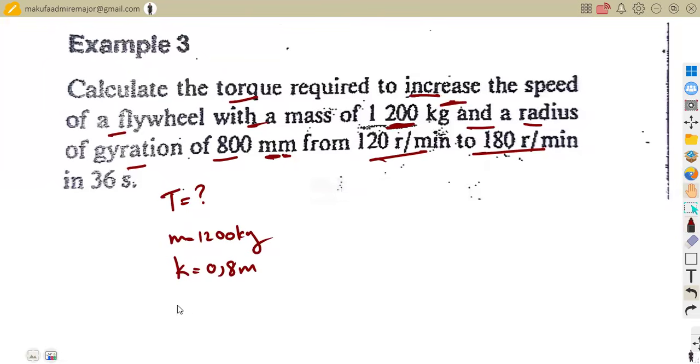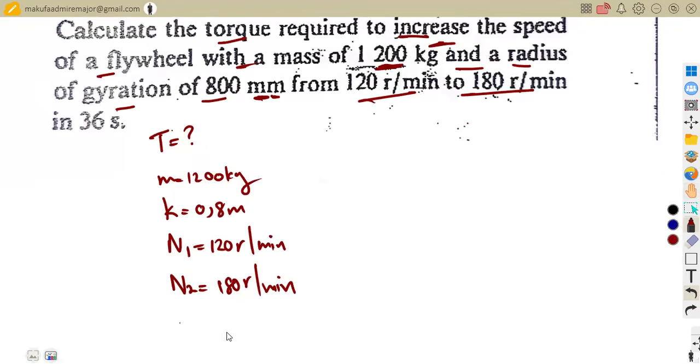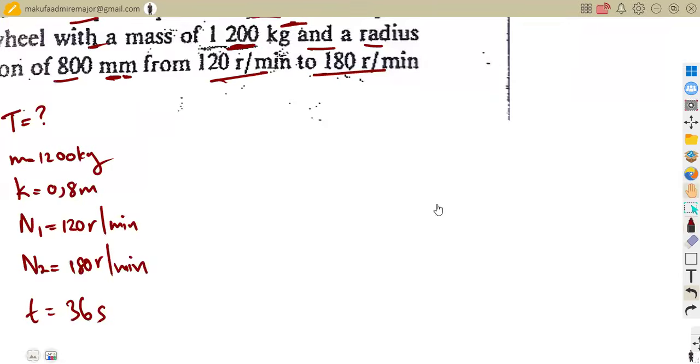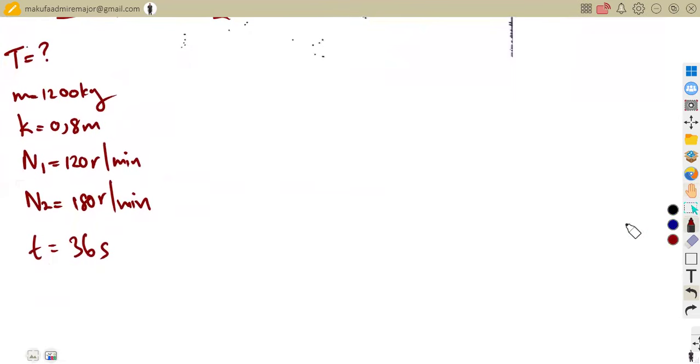We are given N1, 120 revolutions per minute, and the final speed, 180 revolutions per minute, in 36 seconds, the time. All right, so this is the idea. When you are to calculate torque, I'm also going to explain the formulas. You just need to know the formulas to use.